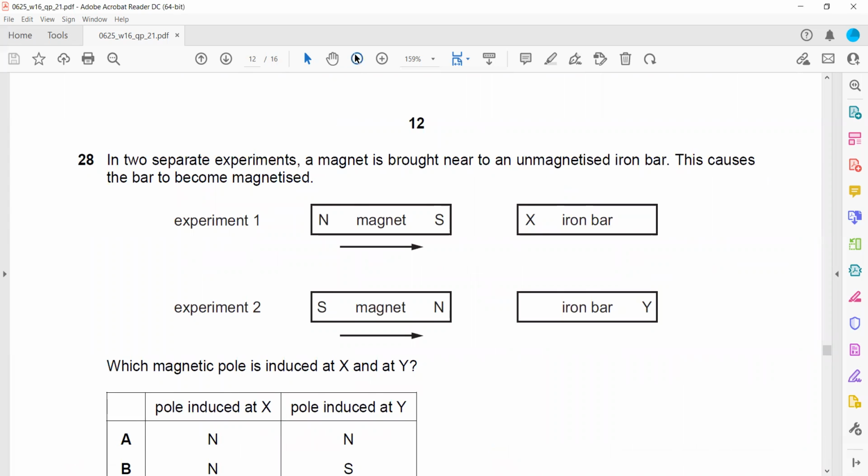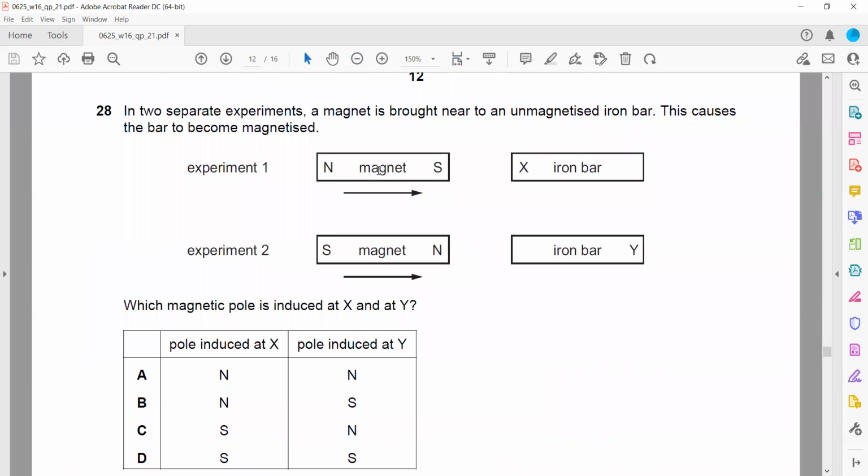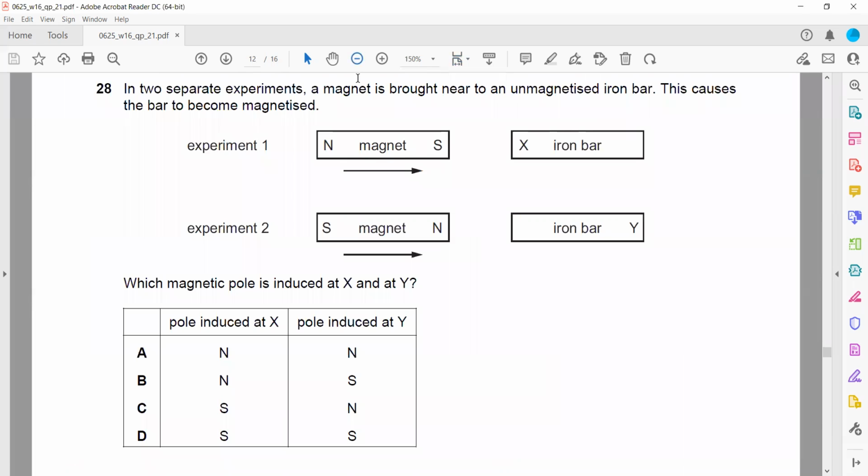In the experiment, iron is a magnetic material, and induced magnetism always happens for iron, so it is always attracted. If we bring a south pole, this end will be north and this will be south. And if we bring a north pole, this will be north, and this will be south on the left-hand side, and north. So the question is, what pole is induced at X? That is a north pole. And what pole is induced at Y in the second figure? That is also a north pole. So A is the right answer.